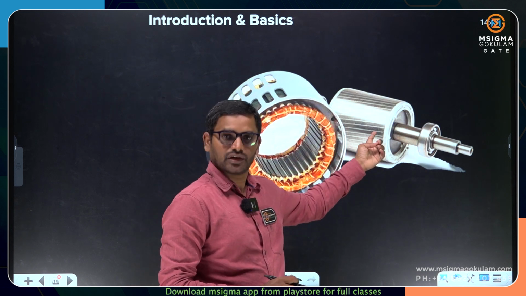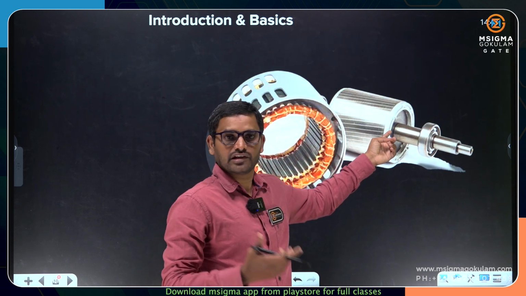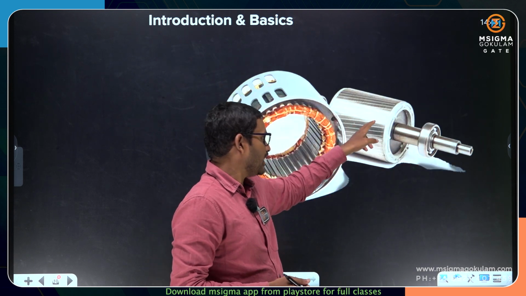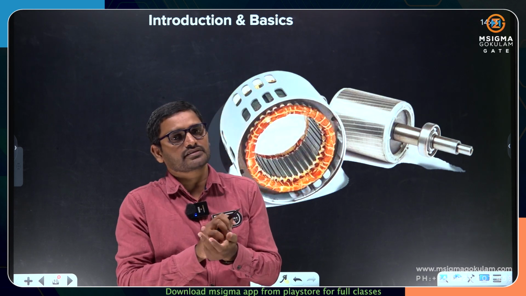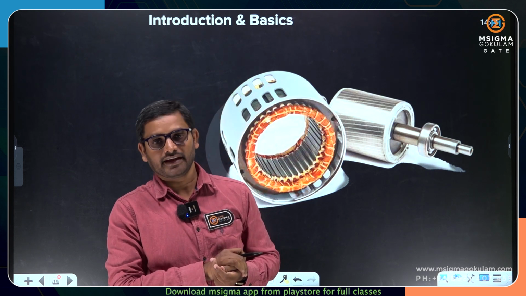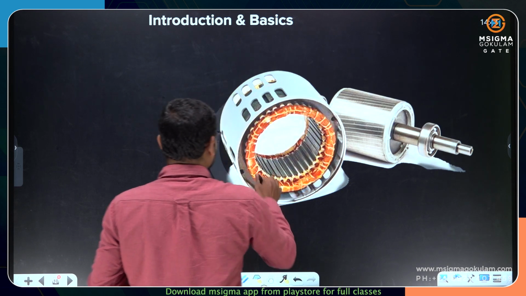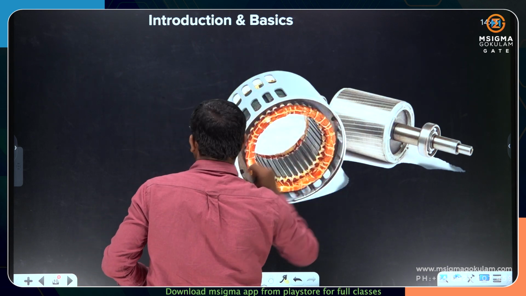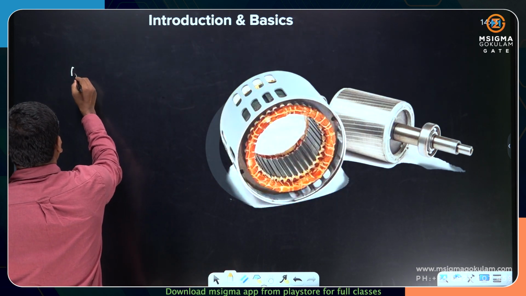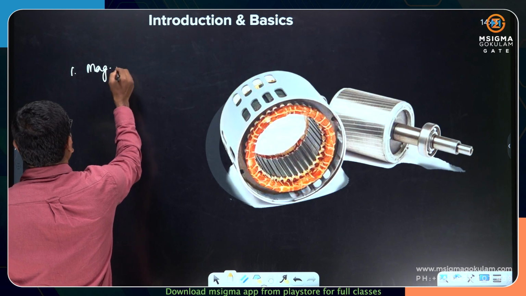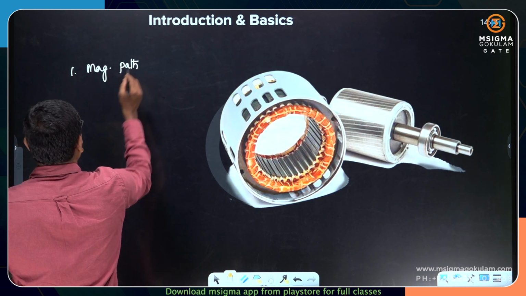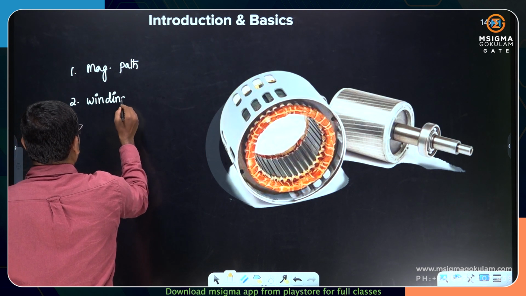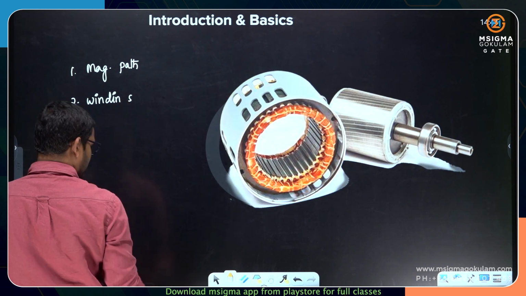Similarly, the other part is the rotating part. The rotating part is also a magnetic path. Of course, on the shaft you have a magnetic path, and on the magnetic path we will be placing the slots, and inside the slots you will be having winding. So again here also I can say stationary winding, rotating winding, stationary core, rotating core. So I can write here again: magnetic path and windings.